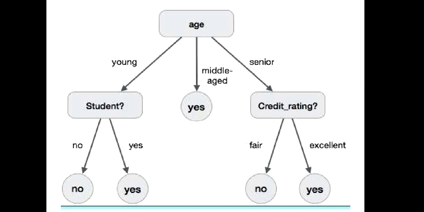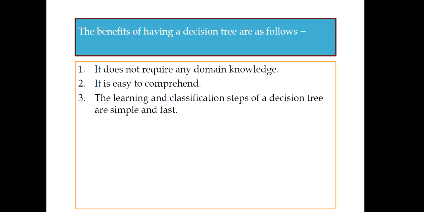You should note down every step. You should try to explain each branch out of it. That's your homework. Do it. What are the benefits of having a decision tree? Benefits are it does not require any domain knowledge. Second benefit is, of course, it is easy to comprehend. Third one is that learning and classification steps of a decision tree are simple and fast. So these three benefits a typical decision tree possesses.